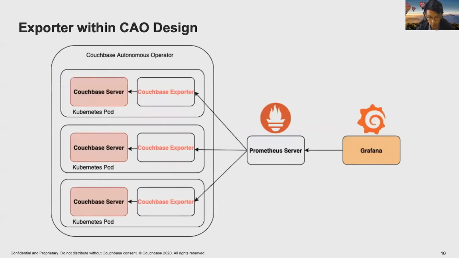Here is a larger overview of how a typical Kubernetes or operator setup might look, with 3 Kubernetes pods, each one having a Couchbase Exporter sidecar.